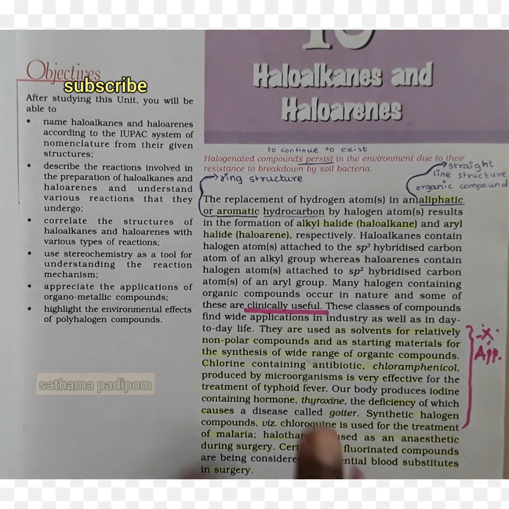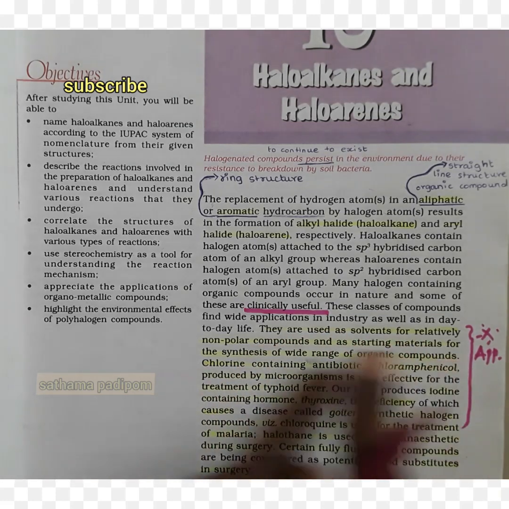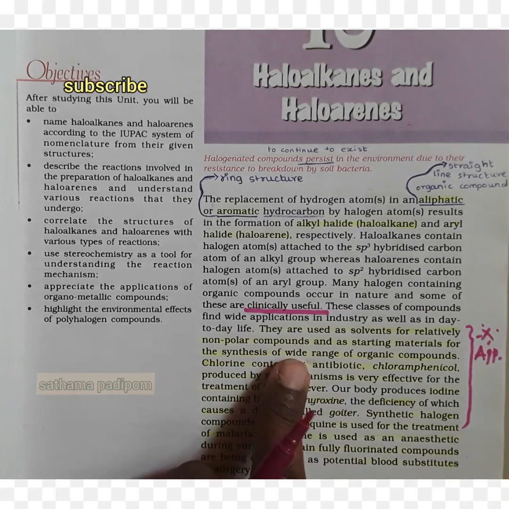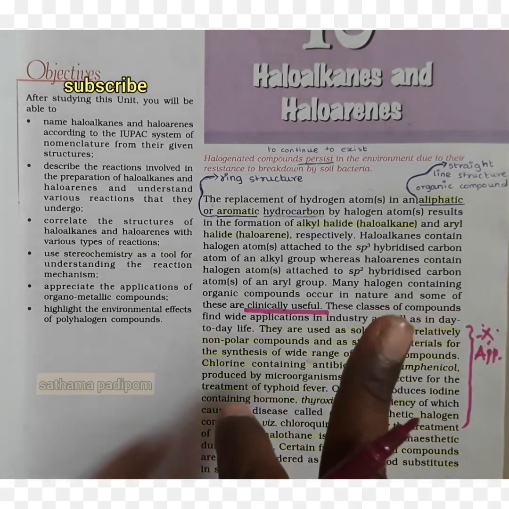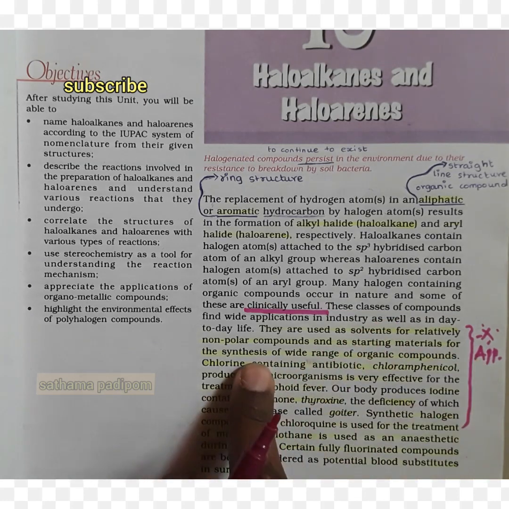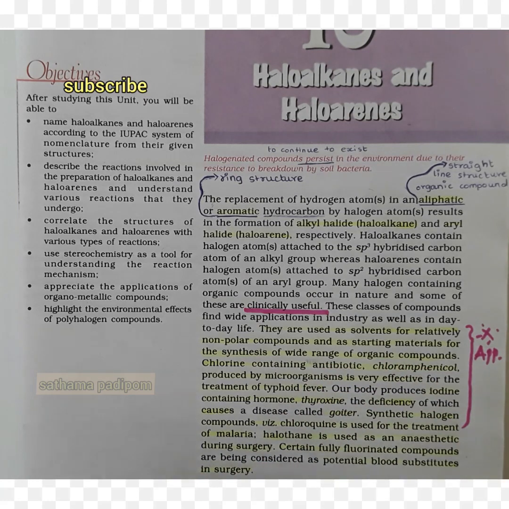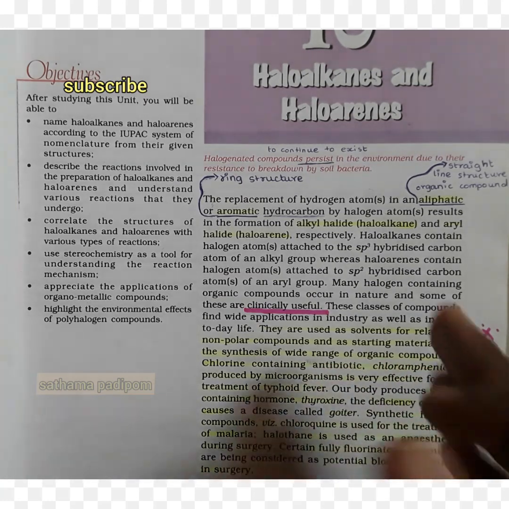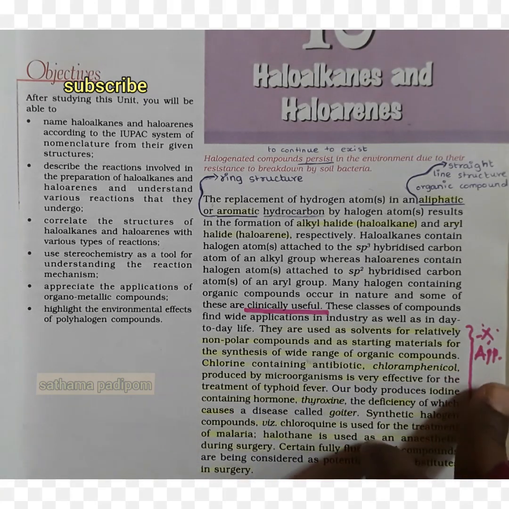Okay, so they are used as solvents, which is used to dissolve relatively non-polar compounds. And you have learnt about polar compounds and non-polar compounds. Yes, and as starting materials for the synthesis of a wide range of organic compounds. So many organic compounds can be synthesized from these haloalkanes and haloarenes. So we are going to learn this.